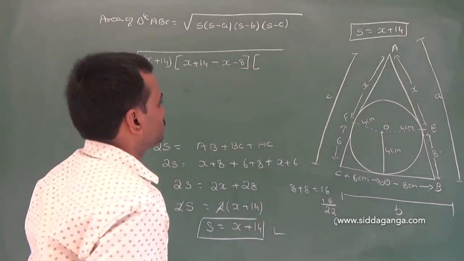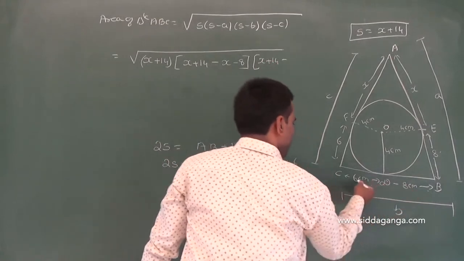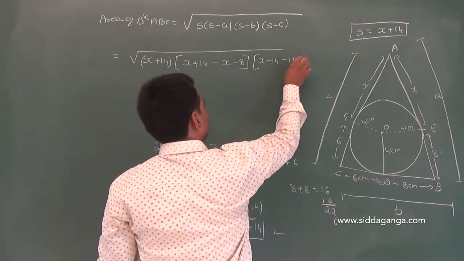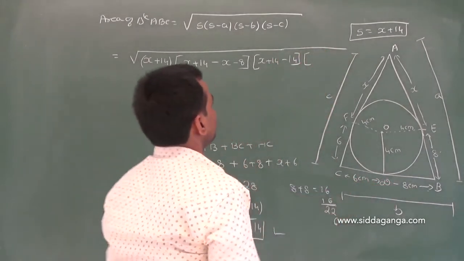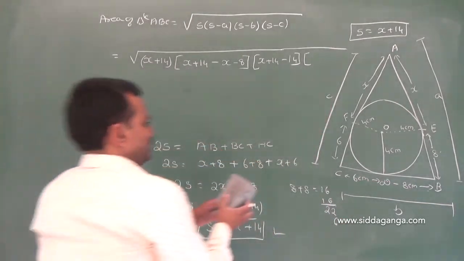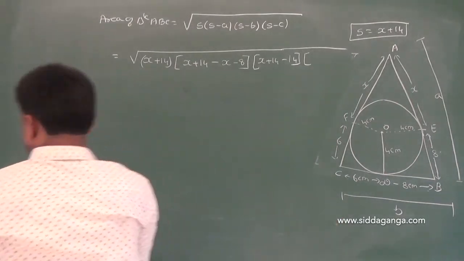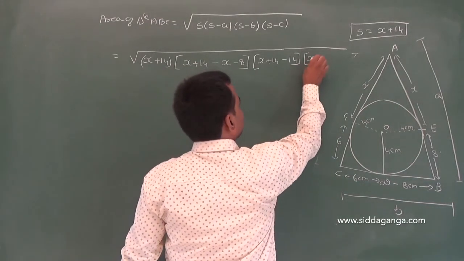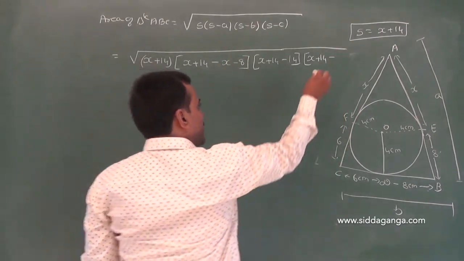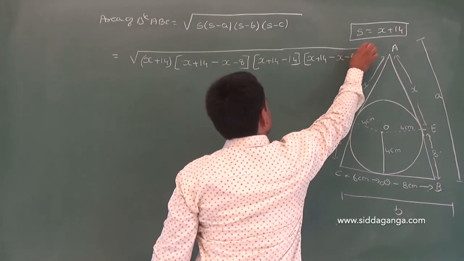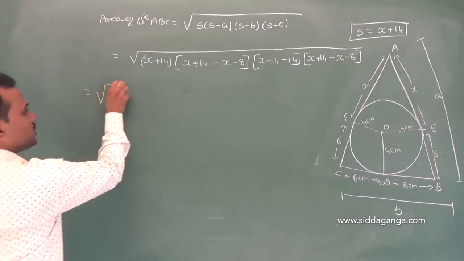s minus b. s is x plus 14 minus b. b is what? 8 plus 6, which is 14. This is over. Correct? 8 plus 6 is 14. Then x minus 6, correct? Minus 6. That is the area of triangle ABC.